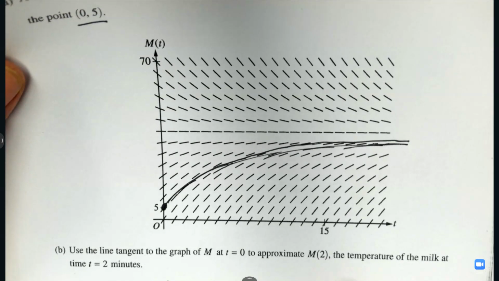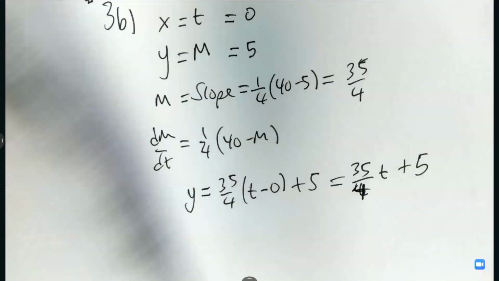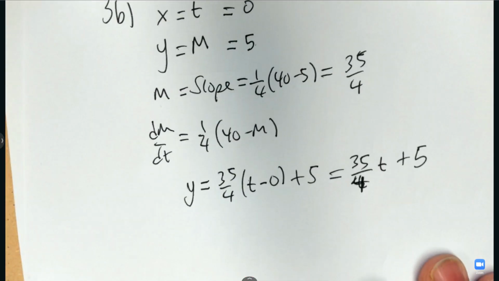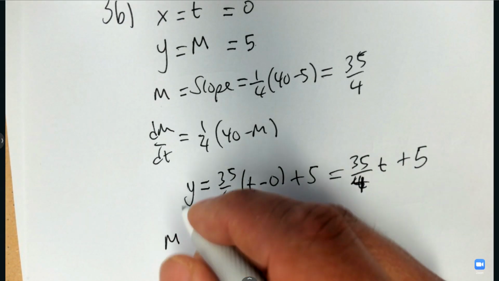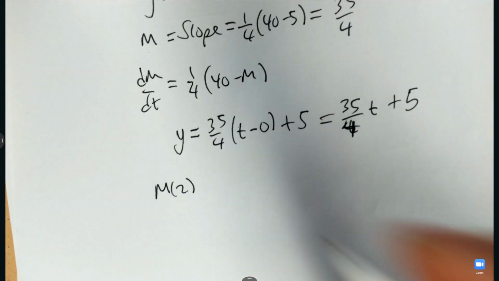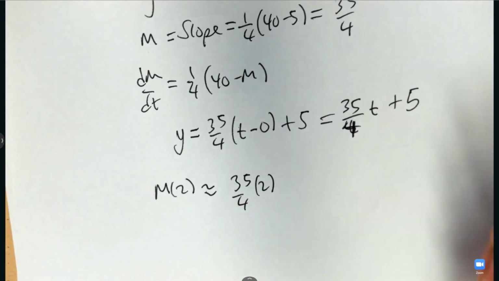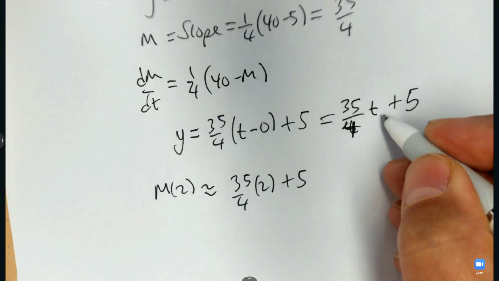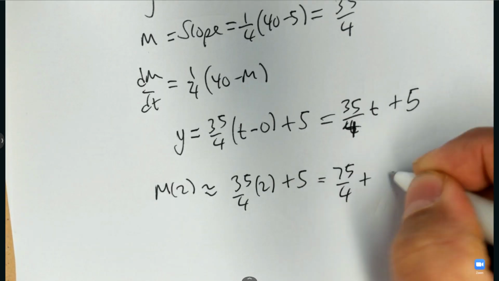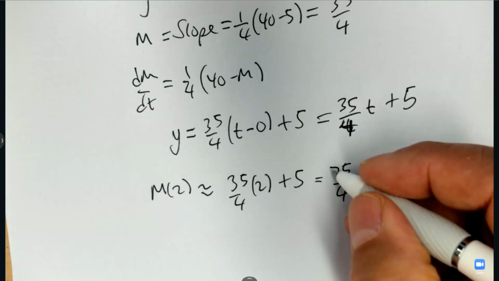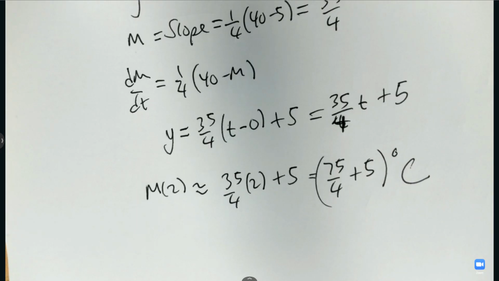Then it says, use this tangent line to approximate m at time 2. What that would mean, approximately using the tangent line, is we would use 35 over 4 times 2 plus 5. So you plug in at 2 minutes, plug it into the line, and then get your answer. So that's 70 over 4 plus 5. That's fine, and leave it at that. That would be in degrees Celsius. And you can leave the answer just like that.